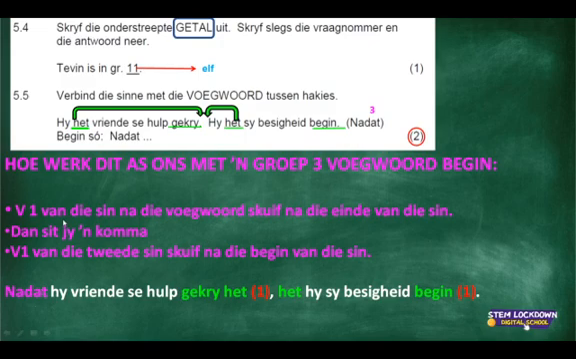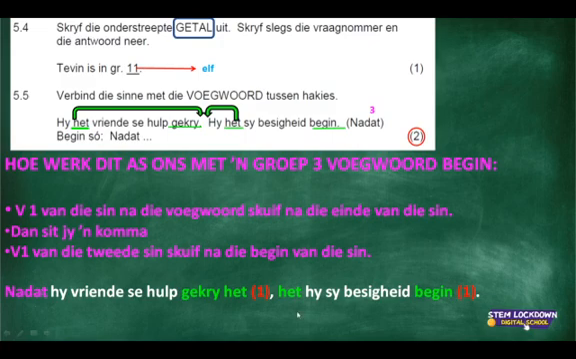So, verb 1 van die sin na die voegwoord skuif na die einde van die sin. So, verb 1 of the sentence following the conjunction moves to the end. Dan sit jy 'n komma, then you put a comma, en dan verb 1 van die tweede sin skuif na die begin van die sin. Verb 1 of the second sentence then moves forward. So let's look. Nadat hy sy vriende se hulp gekry het, my verb has moved to the end. I put a comma. Verb 1 of the next sentence has moved forward. Het hy sy besigheid begin.